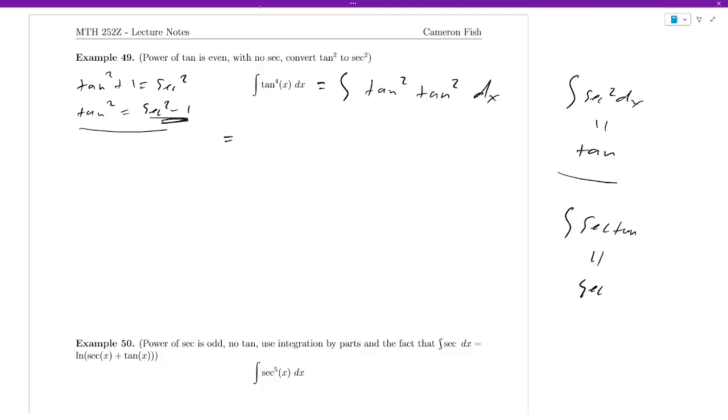All right, tan to the 4 is tan squared times tan squared. Let's just replace one of those. It's not super obvious that this is the right way to go, but let's just see what happens. So the first one becomes secant squared minus 1, and then times tan squared. Okay. Let's distribute this through. Secant squared times tan squared minus tan squared.